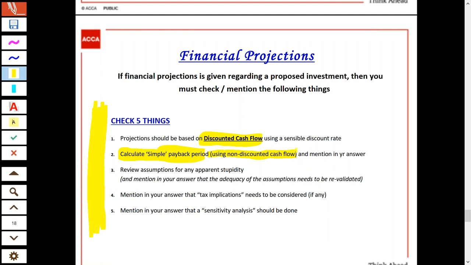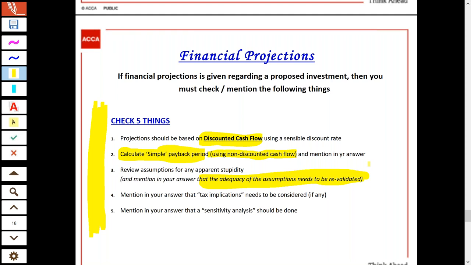No need to show the calculations, just directly use your calculator. The third thing is you review the assumptions for any apparent stupidity. I just want you to identify one or two stupid things which you, being an intelligent CFO, can pick up. If you can't find any stupid assumption or anything which seems abnormal, then you can just write a general sentence that the adequacy of the assumptions needs to be revalidated. That all the assumptions behind the calculations should be revalidated or reconfirmed. That's it.